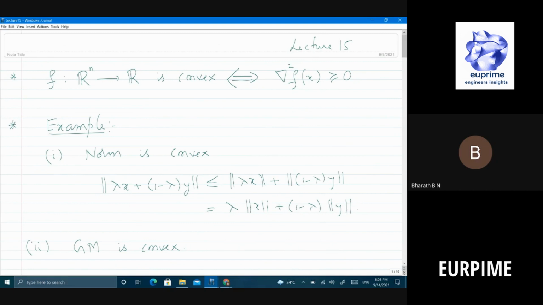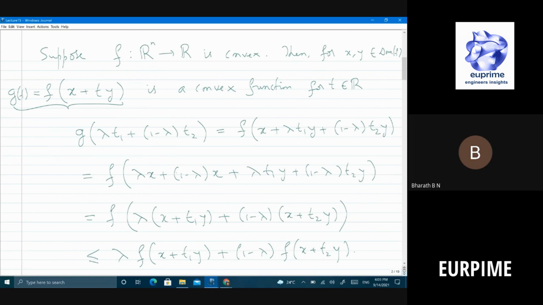The consequence of that is, if you look at the Hessian, which is the second derivative, that's positive semi-definite. It turns out that it's an if and only if condition. If the function is convex, then the Hessian will be positive semi-definite. If the Hessian is positive semi-definite, then the function is convex. We saw a few examples. Norm is convex, and then we looked at other examples also.